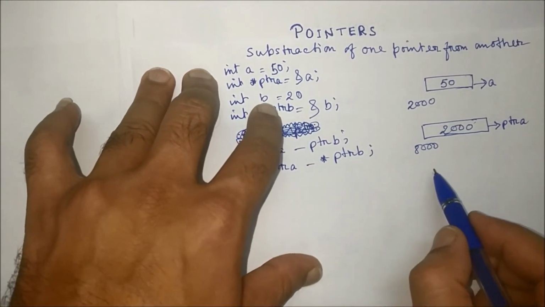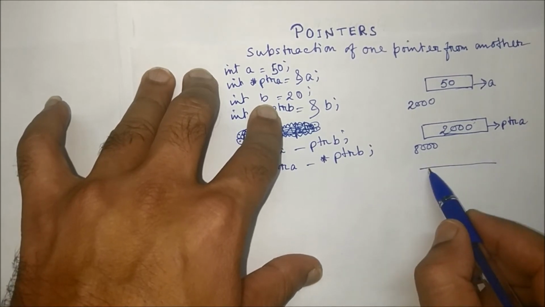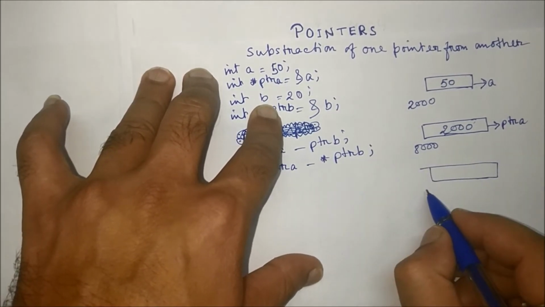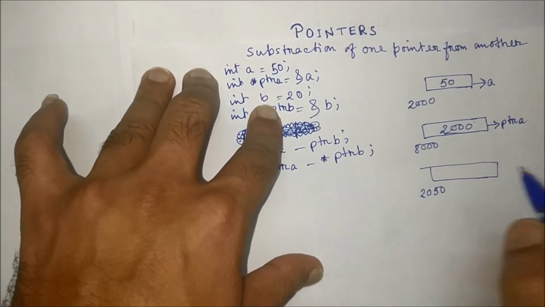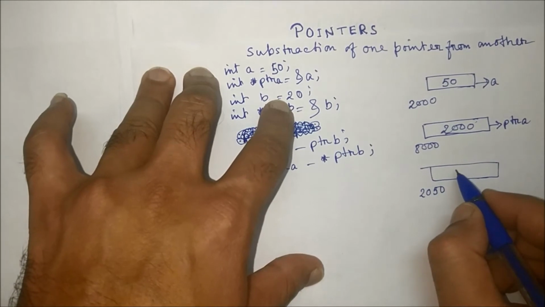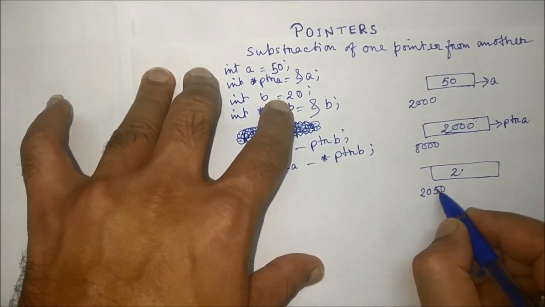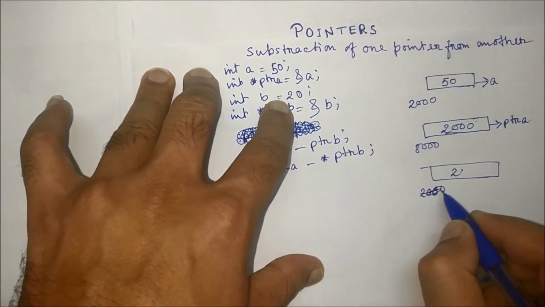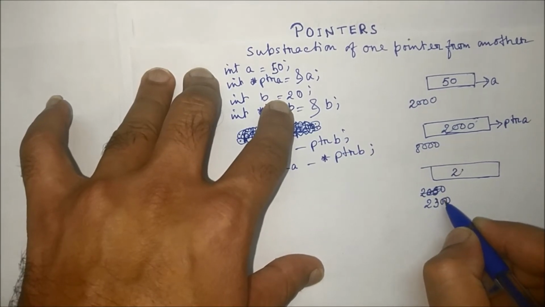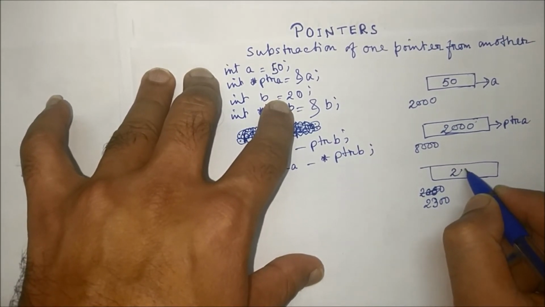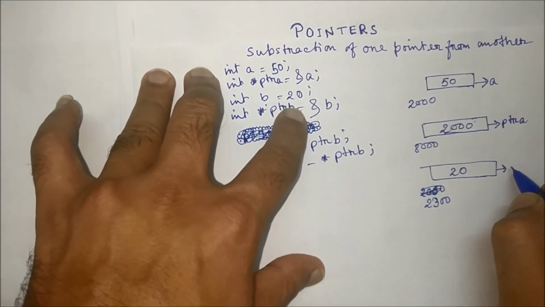Now in this statement, we are declaring another integer variable. If you think of it in memory, suppose this variable is getting stored at location 2300, and here we are going to store 20.